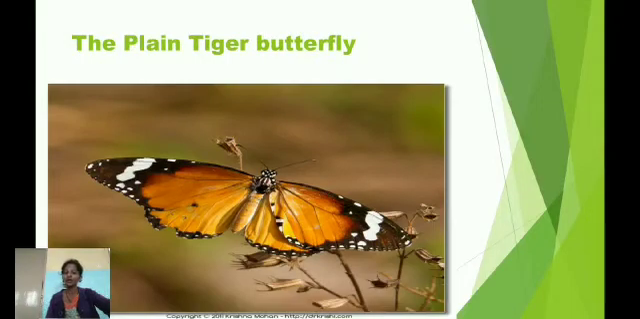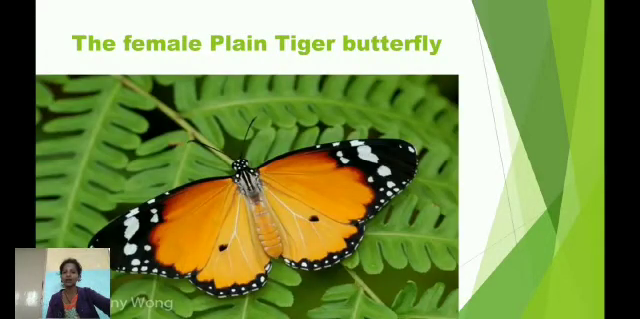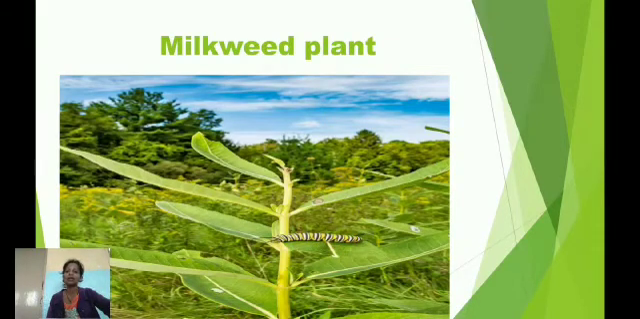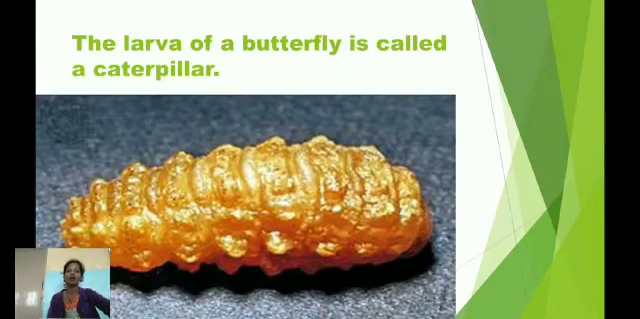Next, you can see the image of the plain tiger butterfly, which is a very common one. Let us take its example to see how the growth of a butterfly takes place. Now, look at the picture of the female plain tiger butterfly. The female plain tiger butterfly lays an egg on the milkweed leaf. Milkweed means rui. In 6 to 8 days, larva emerges from the egg. The larva of a butterfly is called caterpillar.